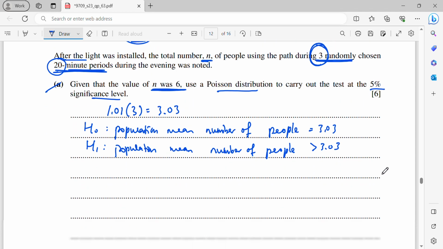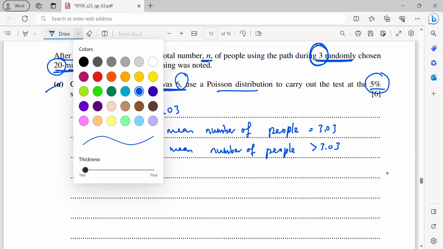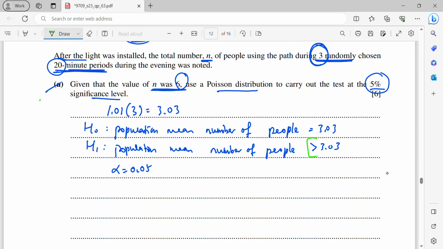Okay, now in this test, it is a 5% significance level, so alpha is 0.05, and then n was 6. So now be careful with this, because here it is greater than. Alright, so I will write down my rejection criteria first. Reject H naught if P(X greater than or equal to 6) is less than the alpha value. Okay, the alpha value will be 0.05.